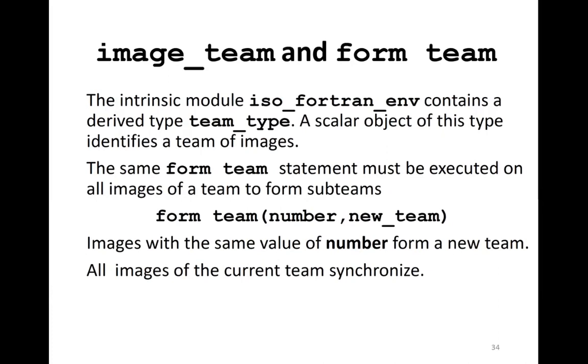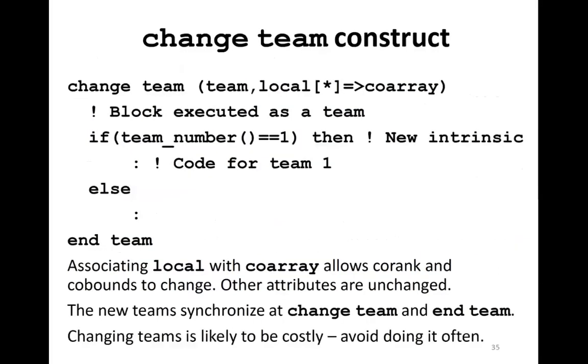Images with the same value of number will form a new team. All the images have to synchronize at a form team statement because that's where you're arranging things. And then you have a construct for the change team. So we have a change team construct ended by the end team. What happens inside here is you're executing as a team instead of executing where you were outside the team. So this block is executed as a team.